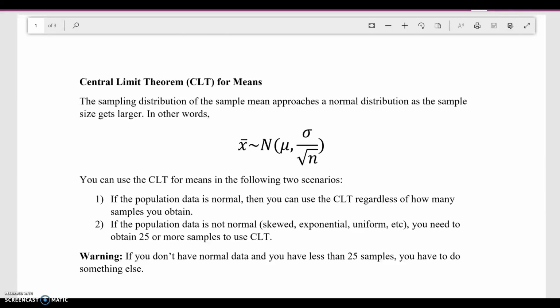Okay, so here I wrote something a little bit more. You can use a CLT for means in the following two scenarios. If the population data is normal, then we use the central limit theorem regardless of how many samples you obtain. If the population data is not normal, so if it's skewed or something else, you need to obtain 25 or more samples to use CLT. Now, what the heck does all this mean? Let me show you a simulation.